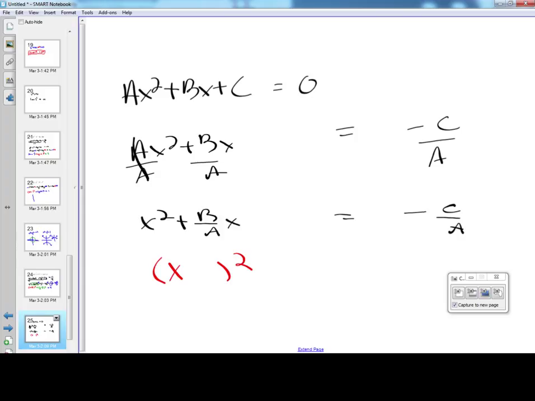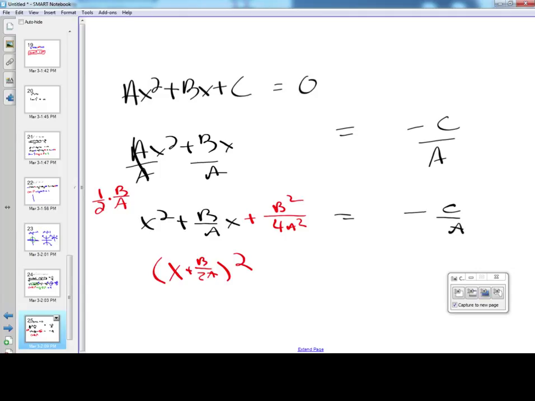What's half of b over a? Half of b over a? B over 2a. It is b over 2a. That is correct. Okay? That produces something extra, doesn't it? It produces b squared over 4a squared, doesn't it?